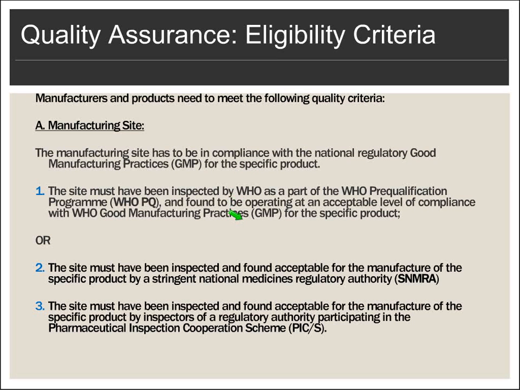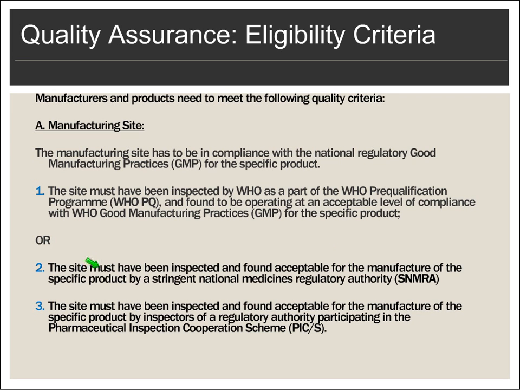A manufacturer needs to apply to a special so-called WHO pre-qualification program, and in that program they do different assessments, a paperwork assessment, and then a site visit. After this has been done, the supplier will be included in a list of WHO pre-qualified suppliers, and this is given to the GDF. Or second, the manufacturer may be inspected and found acceptable through the stringent national regulatory authorities.